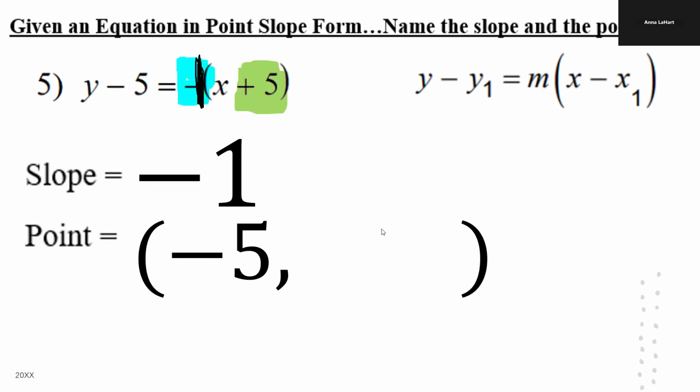Then to get the y value, you go over here, and that's what gives you the y value. Again, what's the negative of a negative y? A +5. Okay, so just switch the sign. Don't overthink that one. Okay.